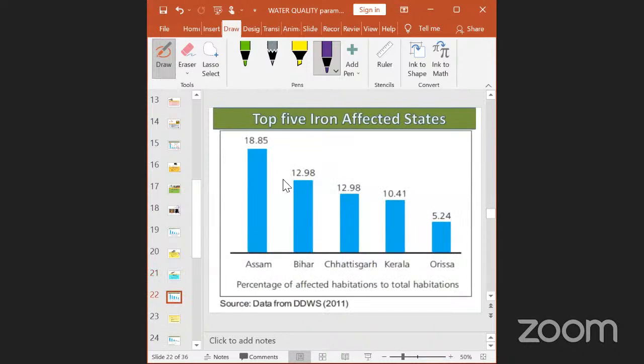And the next one, you see here, the top 5 iron affected states. That is Assam, Bihar, Chhattisgarh, Kerala, Orissa, right? The highest is 18.85 and the lowest is 5.24, right?